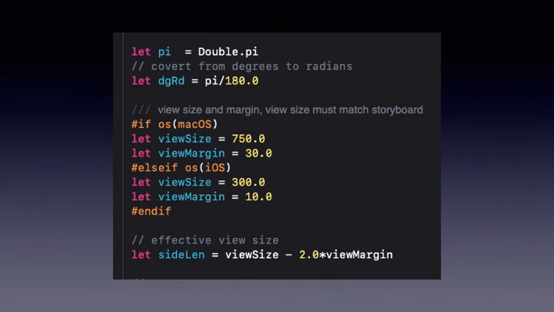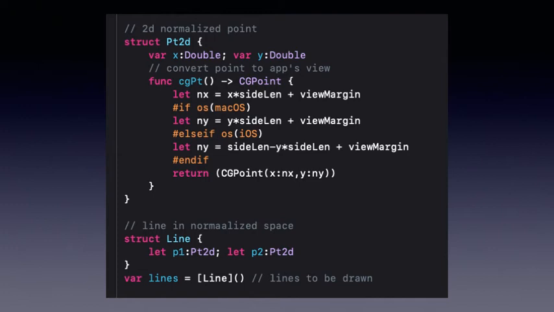Let's move on. I have a structure named PT2D, which defines a point in normalized space, simply x and y. Now it's got functionality. Now keep in mind this is an object-based design. In other words, data structures have function. I don't use inheritance though, so this is not an object-oriented design. The function returns a point called CG point, which is actually a point in the application view. And that's done by a very simple calculation.